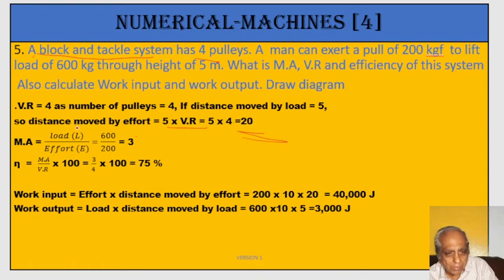Now what is mechanical advantage? Load upon effort. Load is 600 kgf because I am lifting the load of 600 kg. So the downward pull is 600 kgf and effort is given to be 200 kgf. So mechanical advantage is 3. Now efficiency is MA upon VR into 100. Mechanical advantage I got 3. Velocity ratio is 4 because there were 4 pulleys. So I am getting 75% as efficiency.